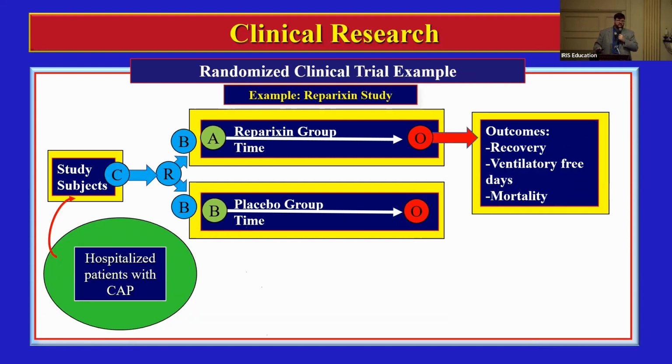So an example that we have is a Repexarin study, and Repexarin is an IL-8 inhibitor. I bring up this example because this is actually a study that the Norton Infectious Diseases Institute will be performing later this fall. So in this study, our patient population that we're drawing from is patients hospitalized with CAP. And so we're going to get community-acquired pneumonia patients in the hospital.